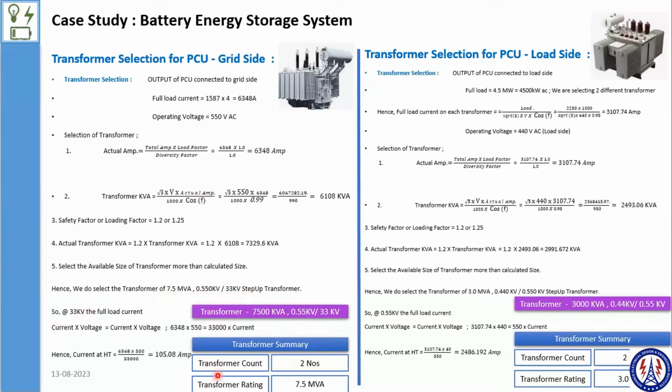Correct? So that's why, because there are 2 PCUs, I use 2 transformers, and the rating would be 7.5 each. On the HT side, they will get 105 amperes, right? And then accordingly, they can select the same VCB that we selected on the solar side: 630 amps VCB.